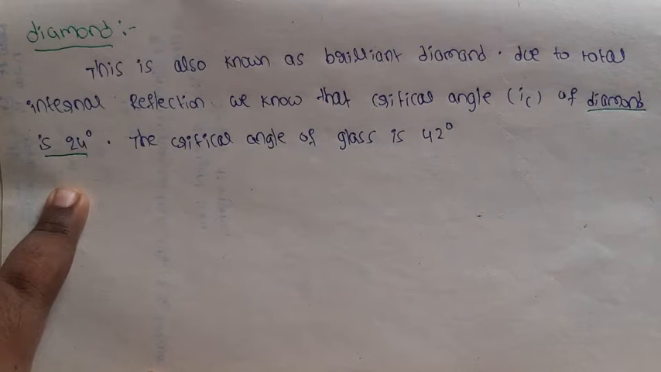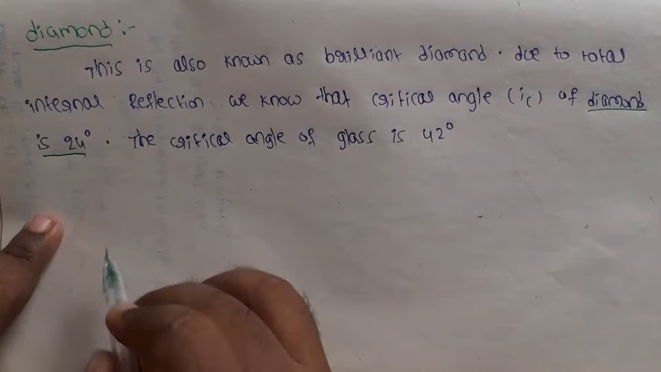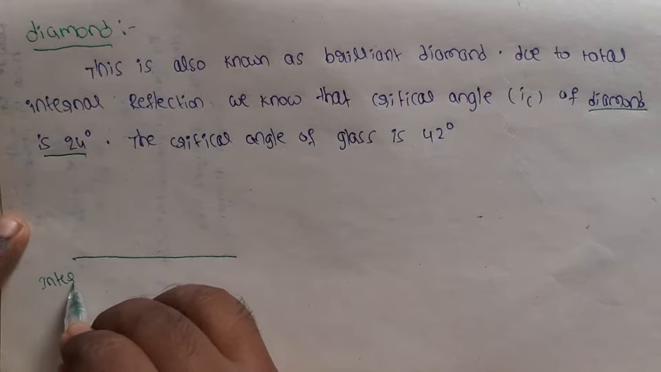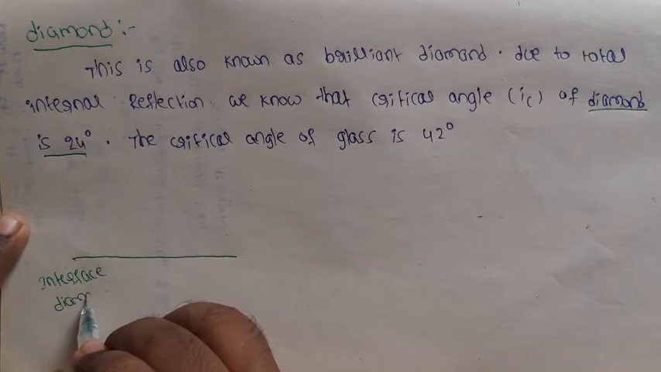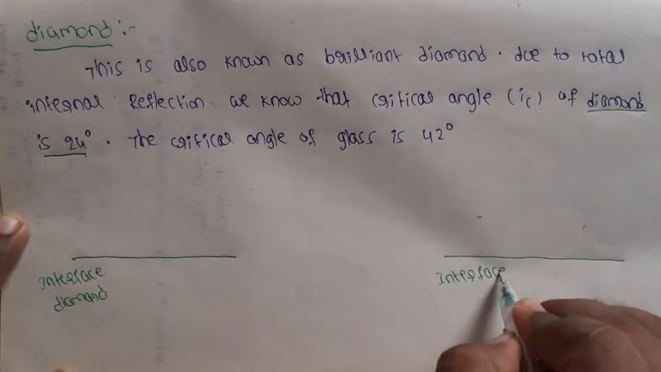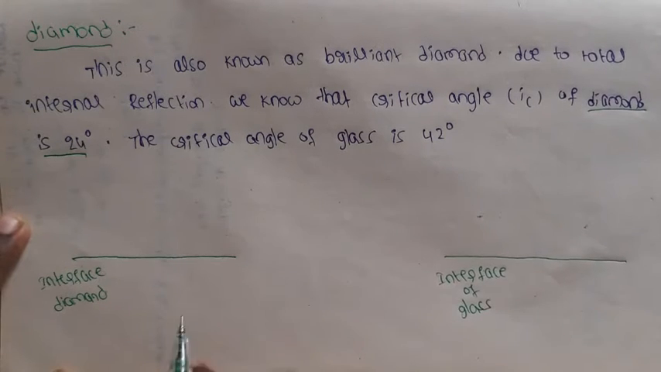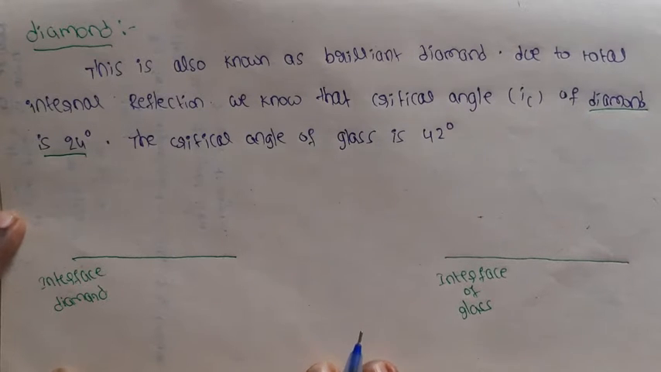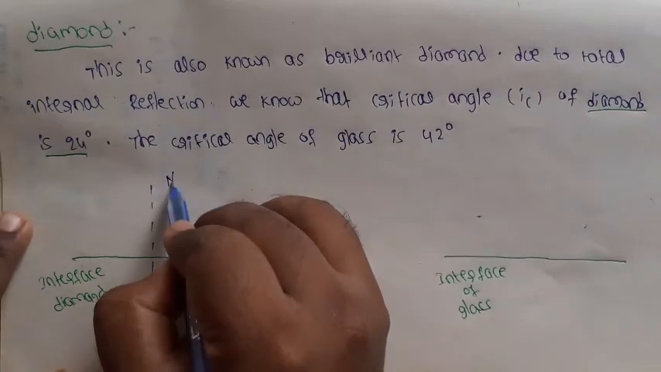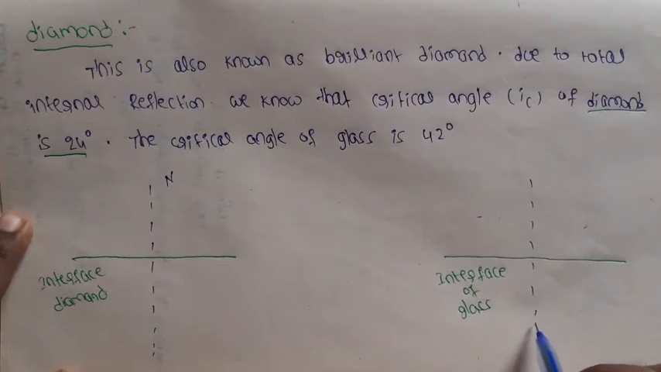Then what happened? We will observe. I am taking this as the interface of diamond, and this is the interface of glass. In both diamond and glass total internal reflection is going to happen, but in which one is more total internal reflection possible? We will observe that. This is the normal line of diamond, this is the normal line of glass.